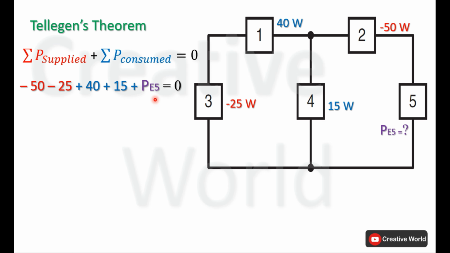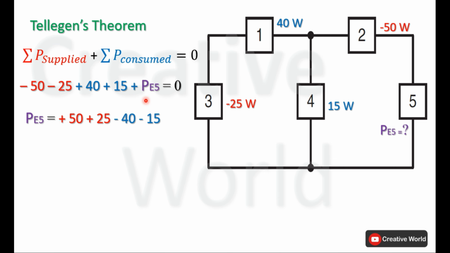Element 5 power is unknown, so we have placed it here as a variable PE5, which indicates the power of element 5. At this stage, we do not know the status of element 5 power, whether this power is being supplied or consumed. But we know one thing, that the summation of all these powers will be 0. So we can use this concept to calculate the power of element 5.